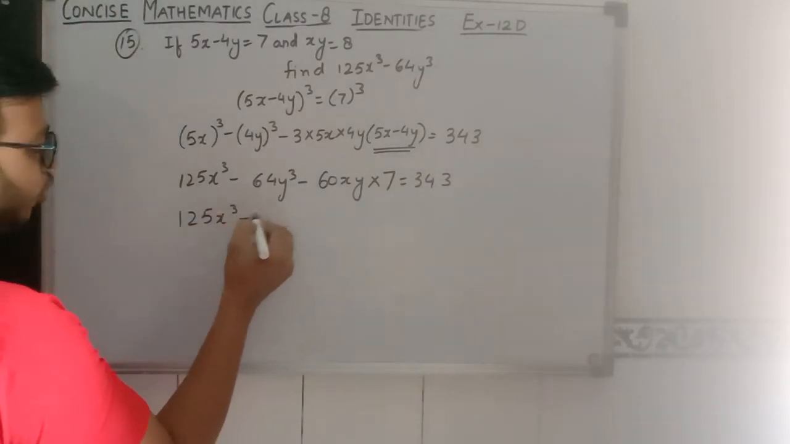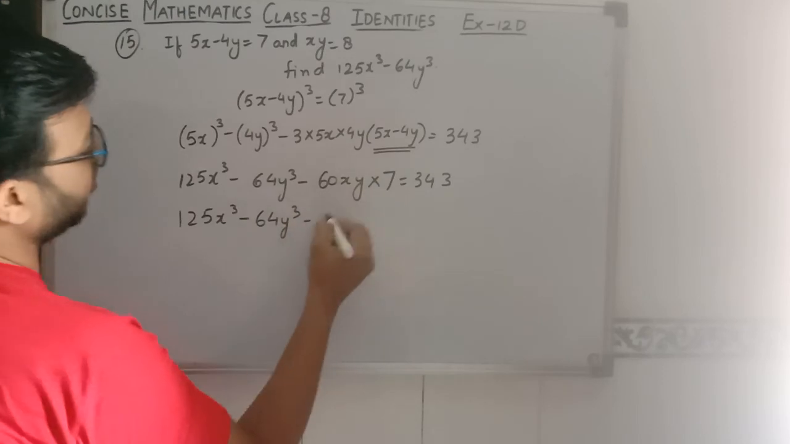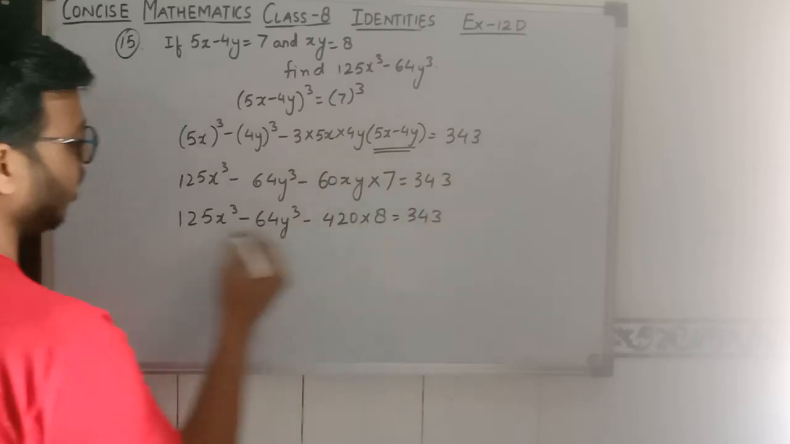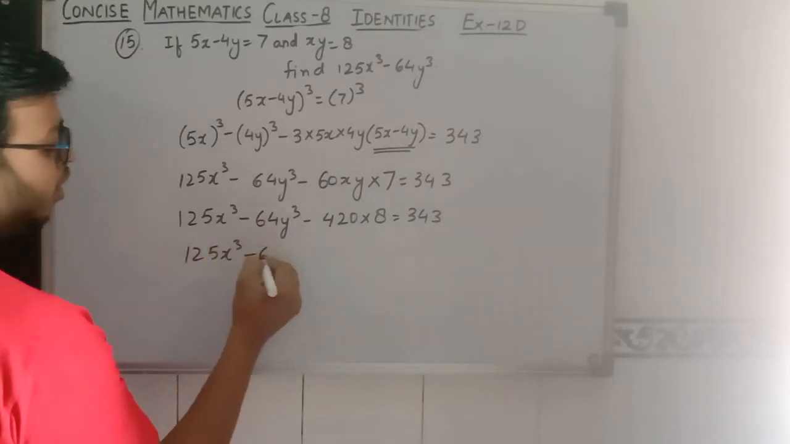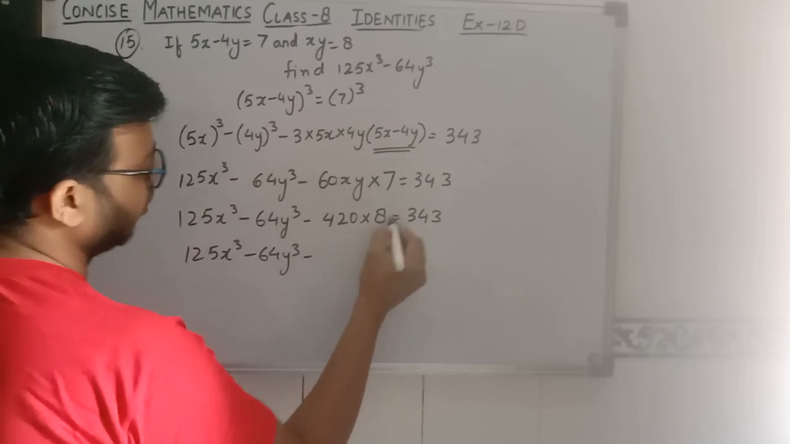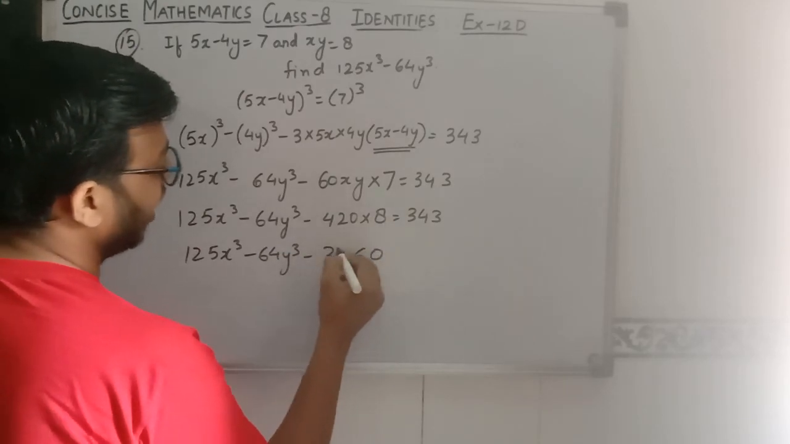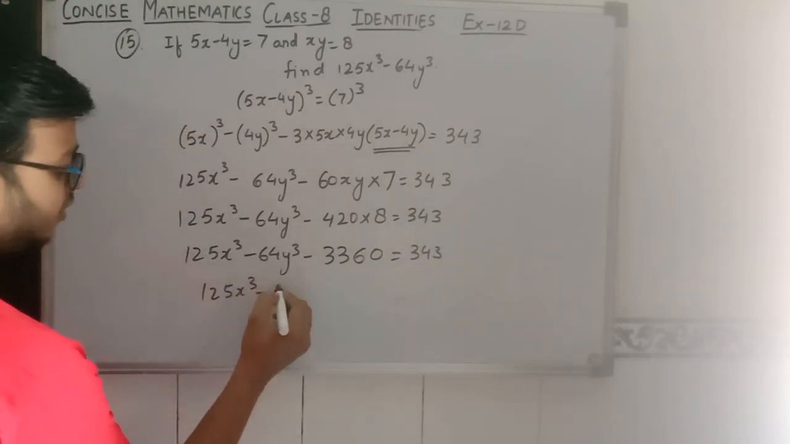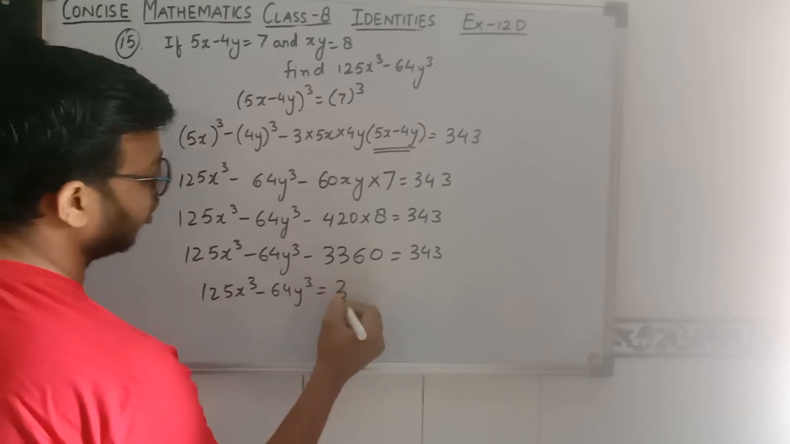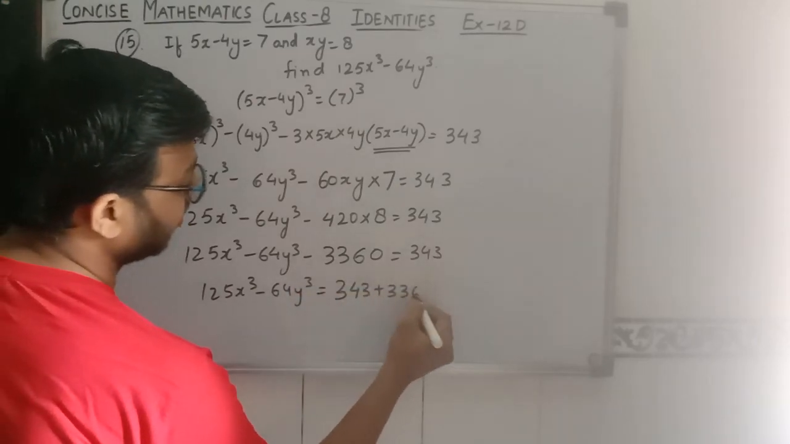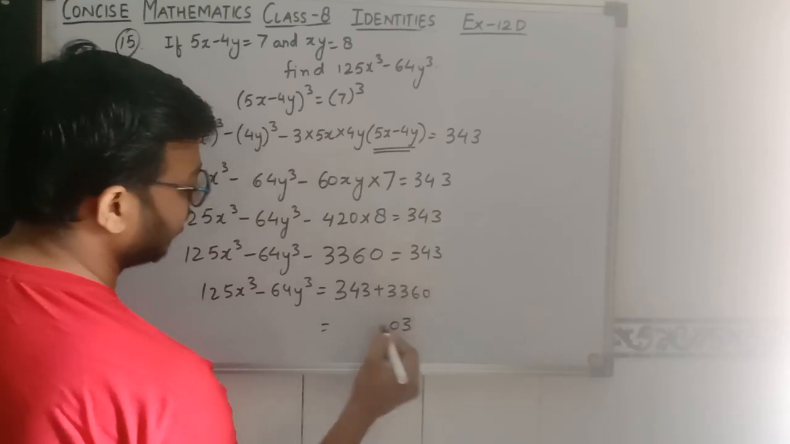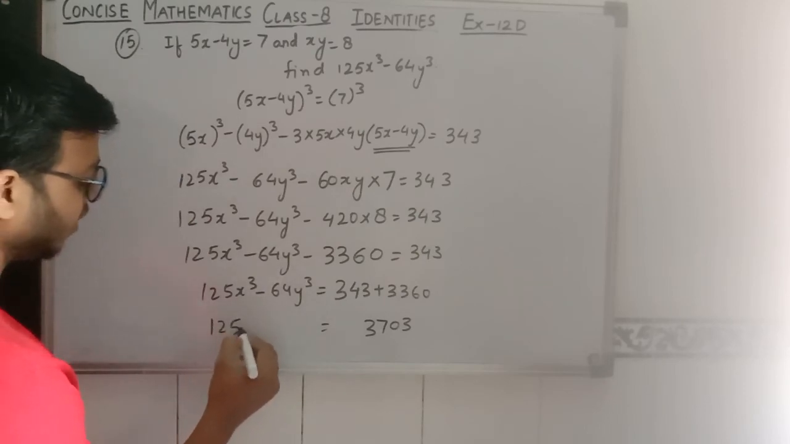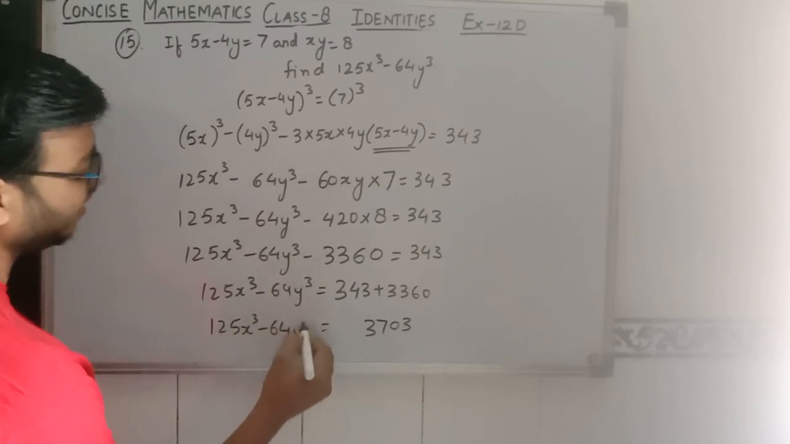So 125x cube minus 64y cube, 60 7s are 420, and xy value is 8, is equal to 343. So 125x cube minus 64y cube minus, 8 0s are 0, 8 2s are 16, 6, 1 carry, 8 4s are 32 and it will become 33, 3360 is equal to 343. Now you have to transfer 3360 to the right hand side, it will become positive. So 343 plus 3360, now add them. 3 and 0, 3, 4 and 6, 10, 0, 1 carry, 3 and 1 is 4, 3, 7 and 3. 3703. So that is the answer of 125x cube minus 64y cube.